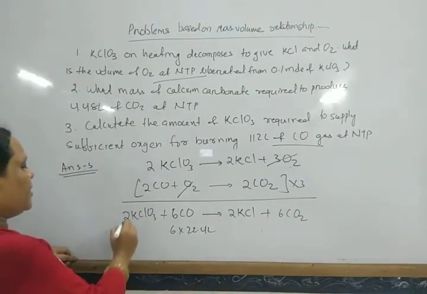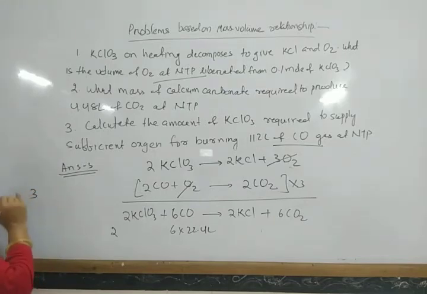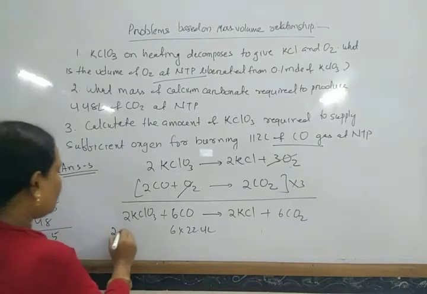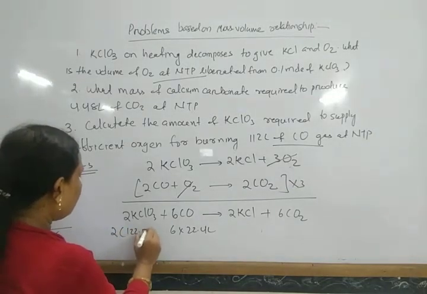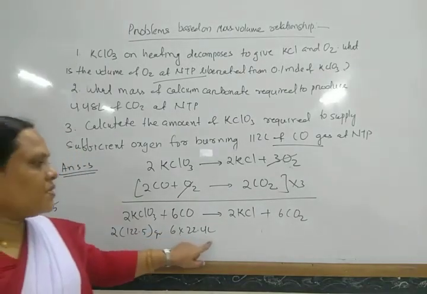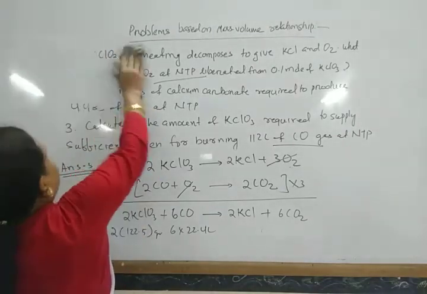So this undergoes combustion, so 6 into 22.4 liter, and here the mass is 2 into potassium, that is 39, chlorine 35.5, and oxygen, that is 48. In this way, its mass is 122.5, that is 2 into 122.5 gram of potassium chlorate, and this much of carbon monoxide. Then we are going to solve this.